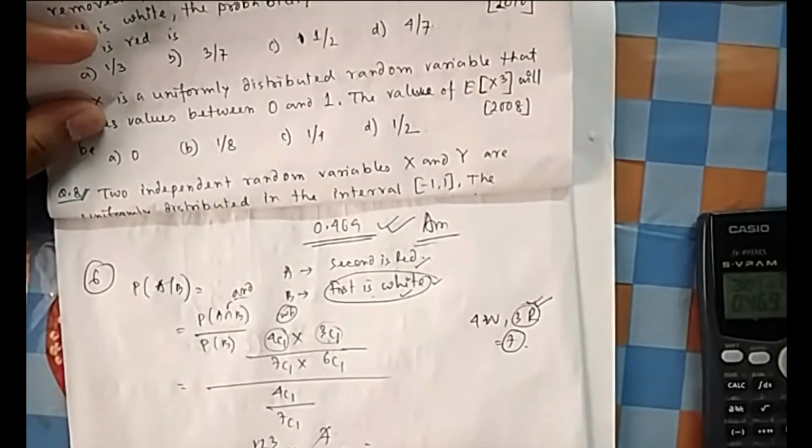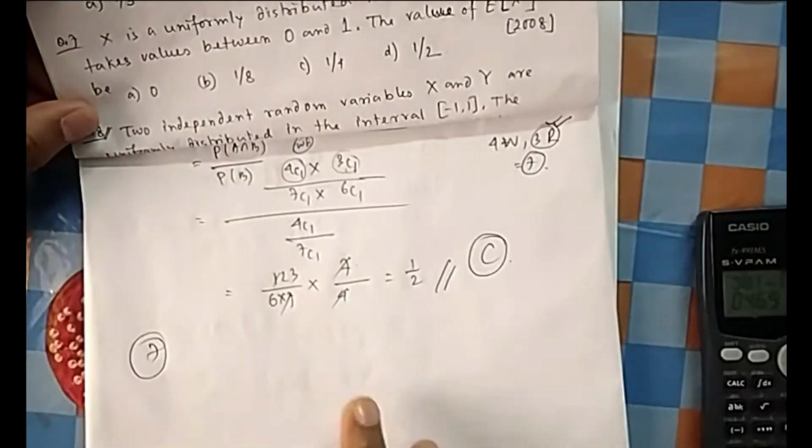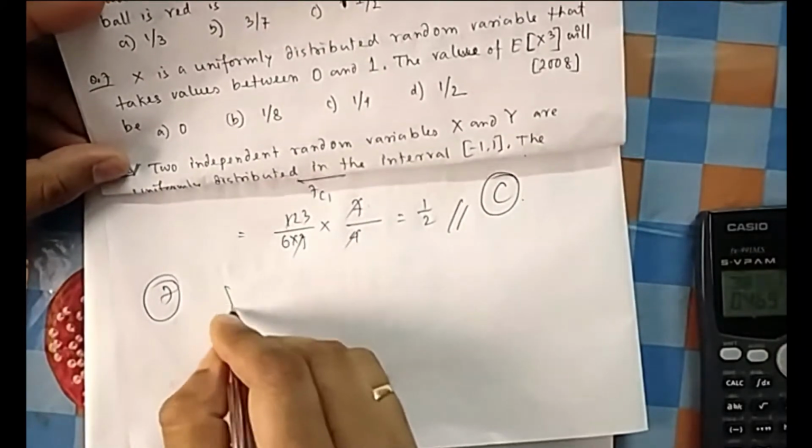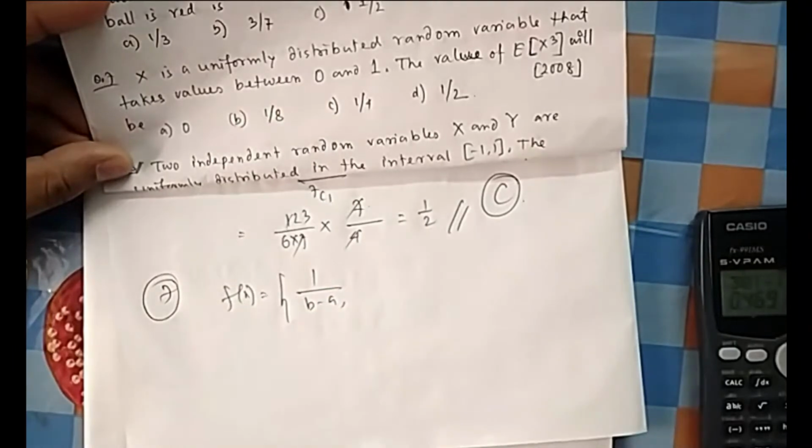4 by 7. 7 cancel, 4 3. It will be half. So that is your option C. X is uniformly distributed random variable such that it takes values between A and B. Now for uniform distribution you should remember this one. This is the formula 1 by B minus A.